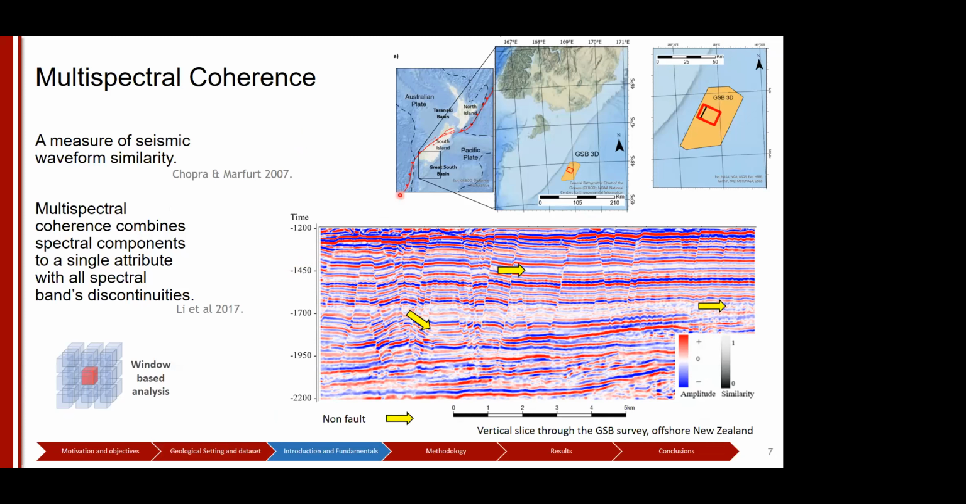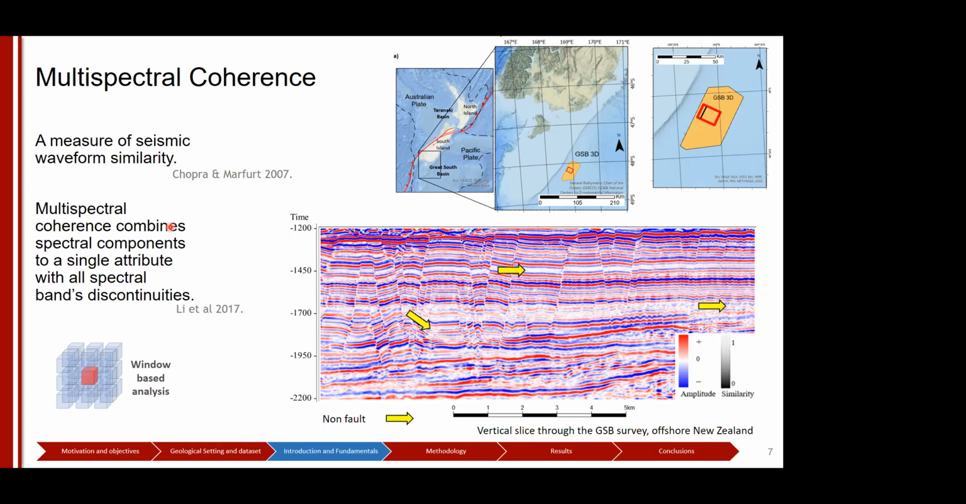Well, in the first method that I chose, I am using coherence. Coherence is a geometric attribute and is a measure of the seismic waveform similarity based on a sample comparison with its surroundings. That's why I'm calling this a window-based analysis. In this study, I am using multispectral coherence.